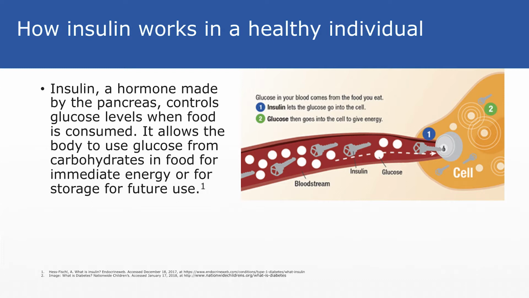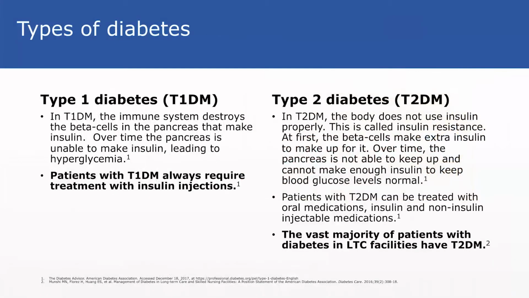Think of insulin as a key, which opens up the lock on a cell, allowing glucose to enter to be used for energy. Without insulin, the lock cannot be opened and glucose remains outside of the cell in the bloodstream, which leads to hyperglycemia, also known as high blood sugar, which is associated with diabetes. There are 2 main types of diabetes, type 1 diabetes and type 2 diabetes.